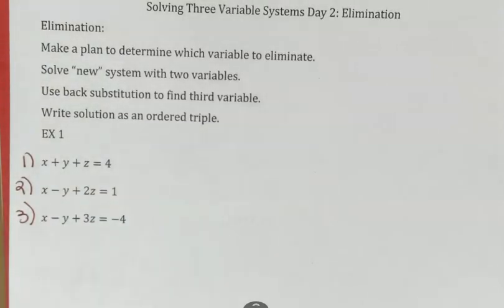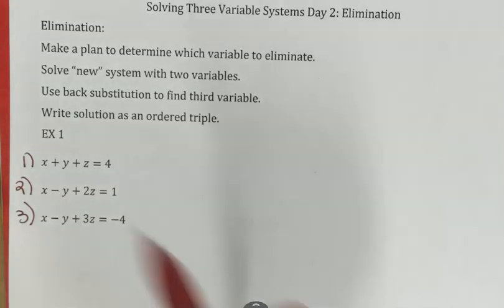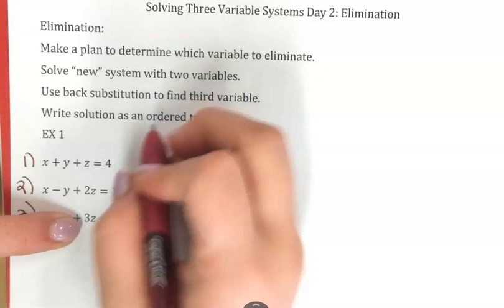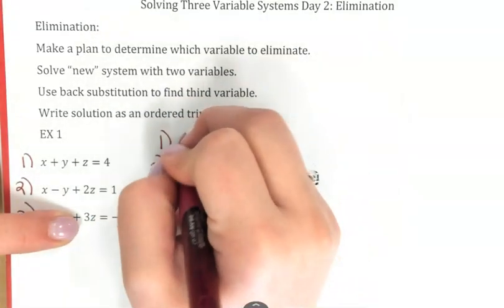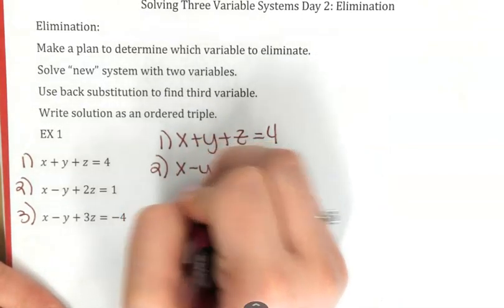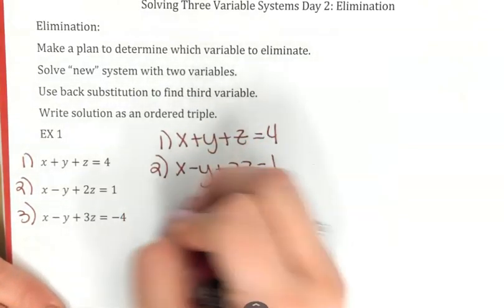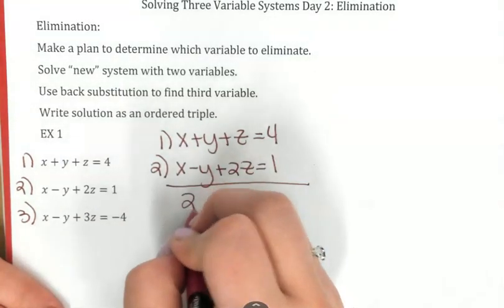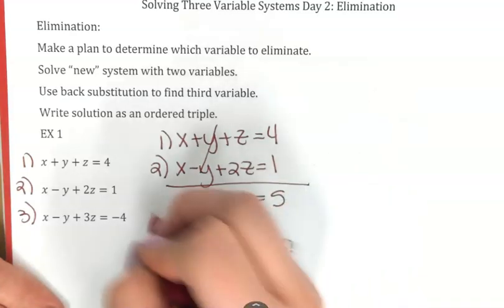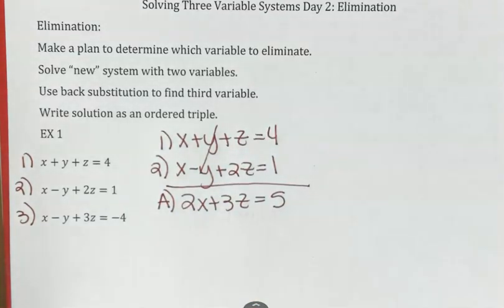And what I want to do is look at if I combine 2 of these equations either as is or with a little bit of manipulation, can I get one of my variables to cancel? And looking at, as they're written, equations 1 and 2, my y's will cancel. So I'm going to combine equations 1 and 2. I don't need to multiply by anything to make this happen. And if I combine them, I'm going to get 2x plus 3z equals 5, and there is my equation A.